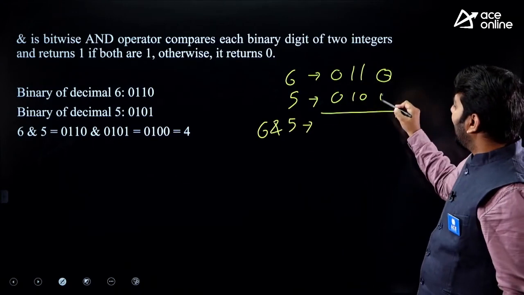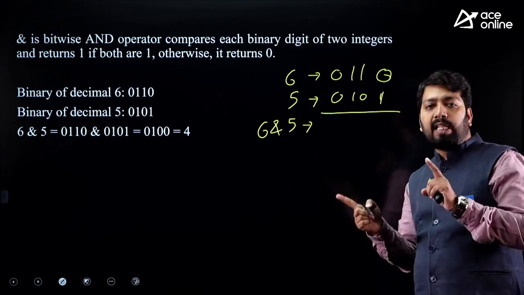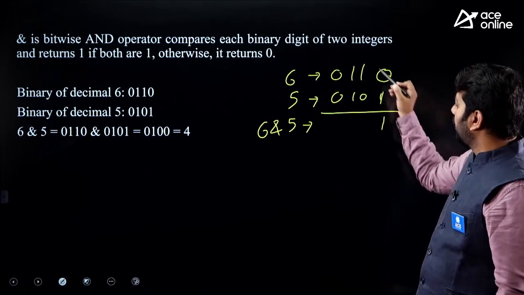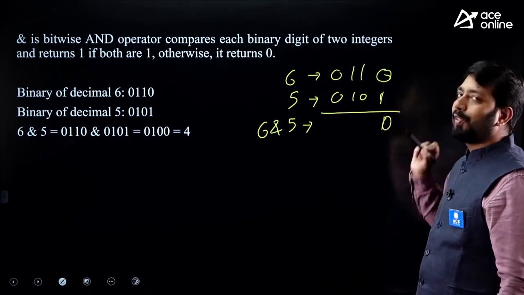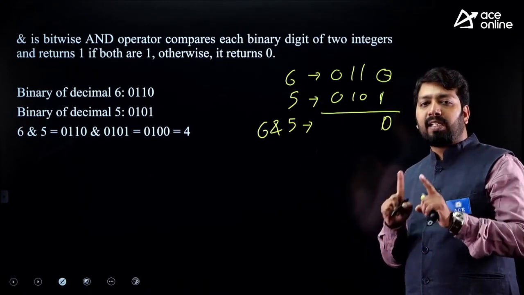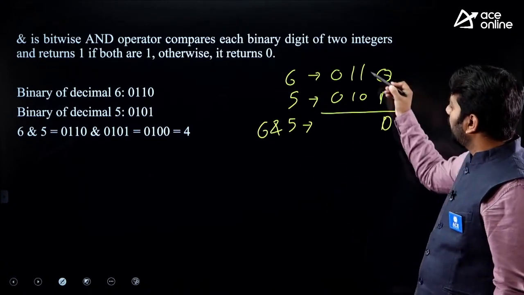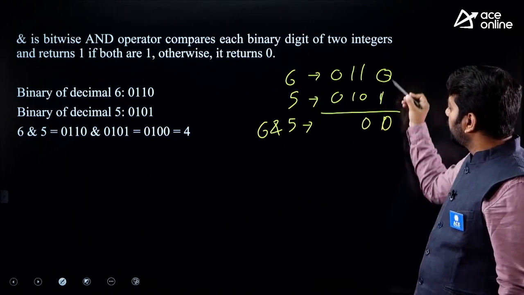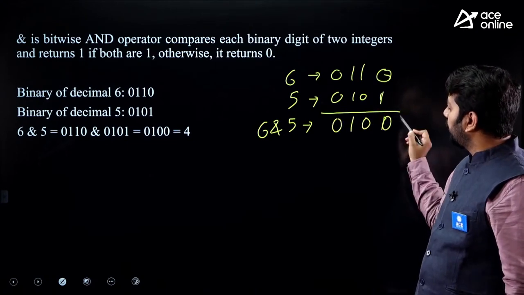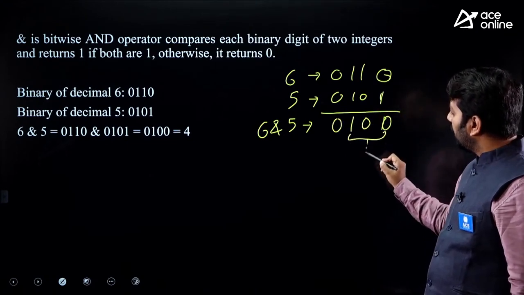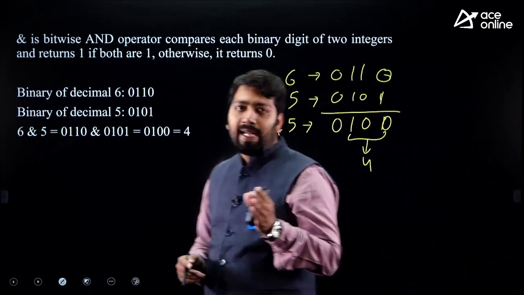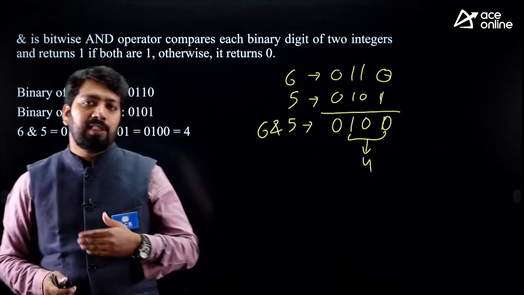In AND, both must be 1, then only I will get the answer 1. Both operands must be 1, then only it will give the answer 1. So 0 AND 0 is 0, 1 AND 1 is 1, 1 AND 0 is 0, 0 AND 1 is 0. The result is 0100, which is nothing but 4. I hope you know decimal to binary and binary to decimal conversion.